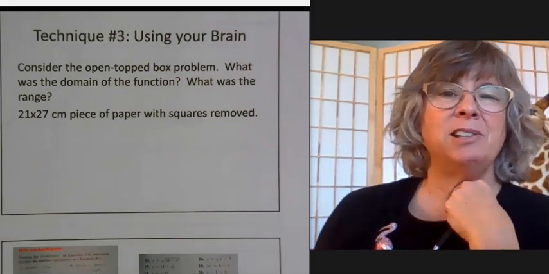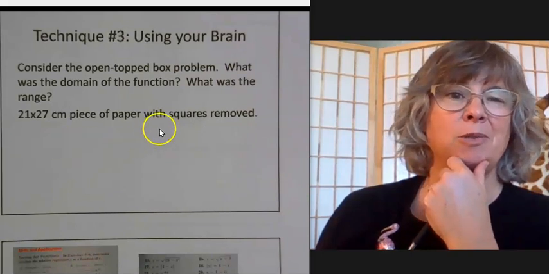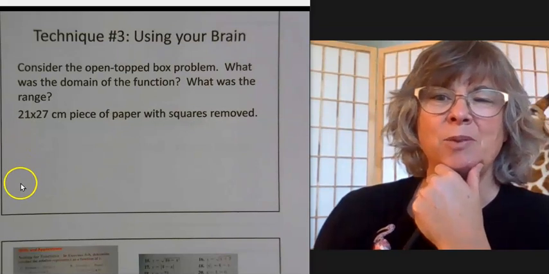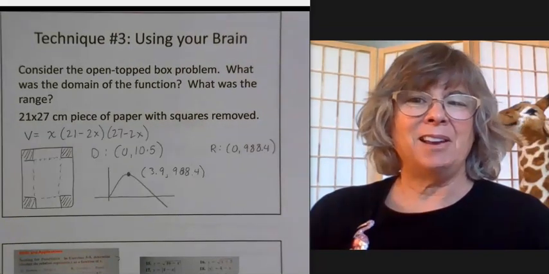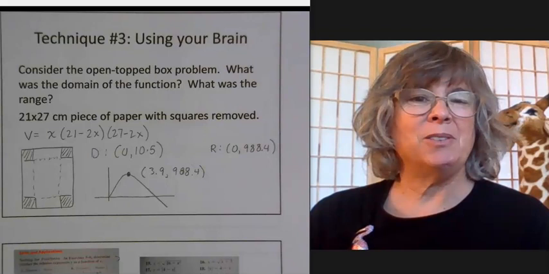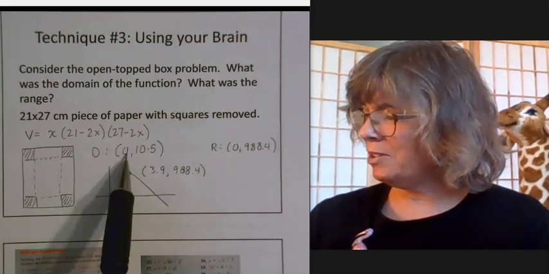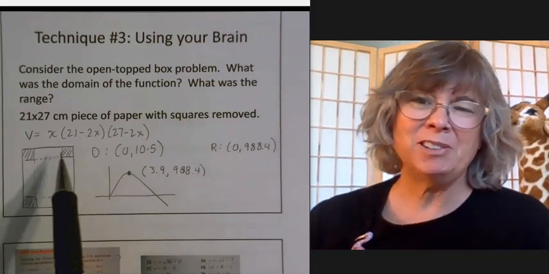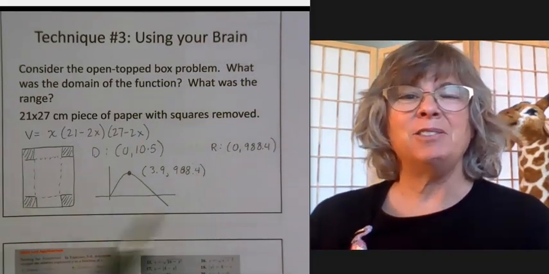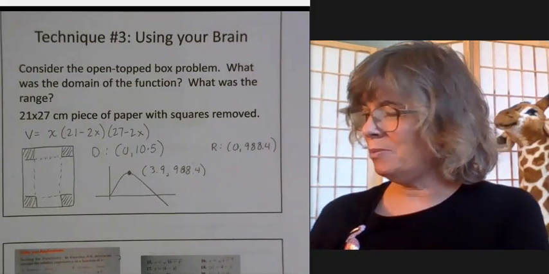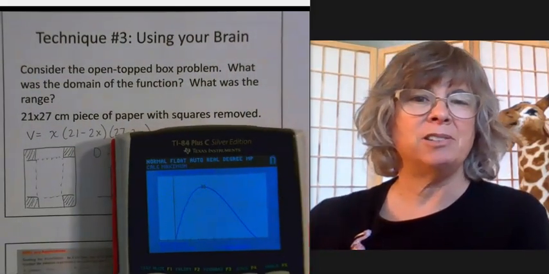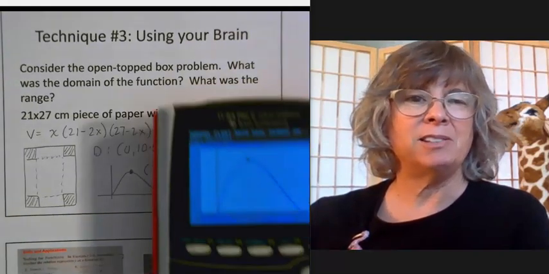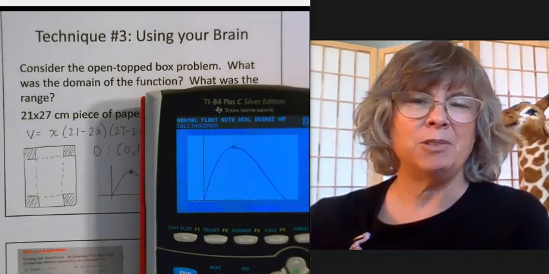Let's explore this. See if you can figure out what the domain and range would be of this situation, a 21 by 27 piece of paper with squares removed. Yeah, I had to do a little bit more work for this one. So for the volume of the box, I couldn't have X bigger than 10.5, or I couldn't cut squares out of the corners. And then to find the range, I had to graph it and find the maximum value. So yeah, I did plug that equation in my calculator and find the max value there. So that's how I did that. It took a little more work than maybe you thought.